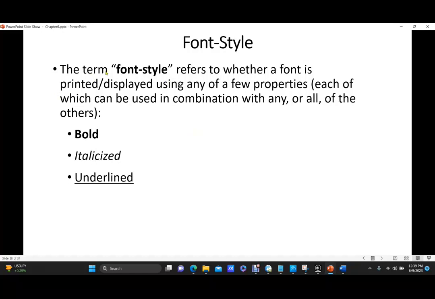The term font style refers to whether it's printed using any of several properties, and each of these properties can be used in combination with any or all of the others. The common style properties are bold, italicized, and underlined.